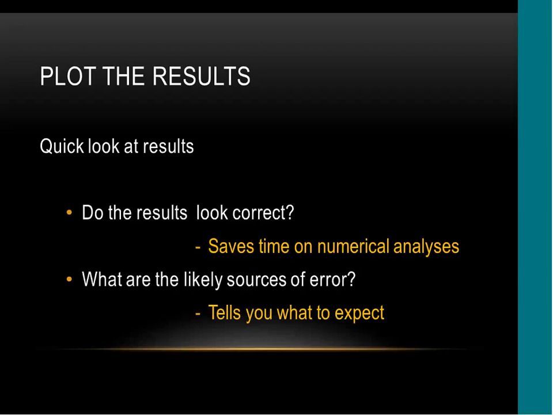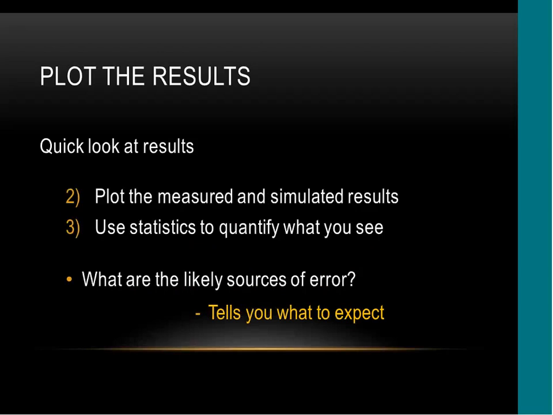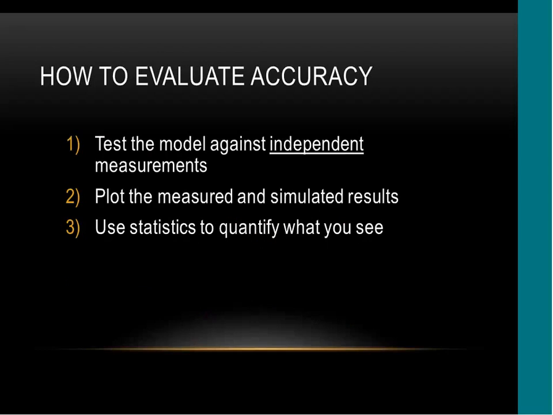So the other thing that it tells us is what the likely sources of error are. So it tells us what to expect. So we know, for example, if we're looking at nitrous oxide emissions, we know that anaerobic conditions are important in that. So if we're getting the nitrous oxide wrong, firstly, we'd go away and have a look and check that we're getting the soil water estimates correct.